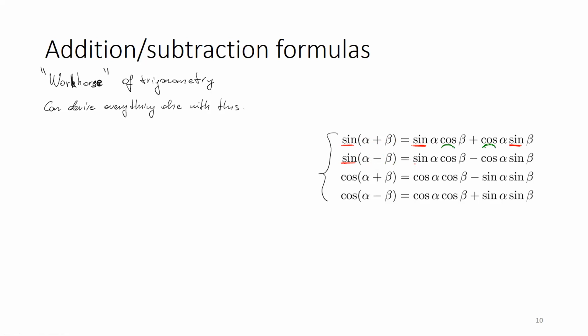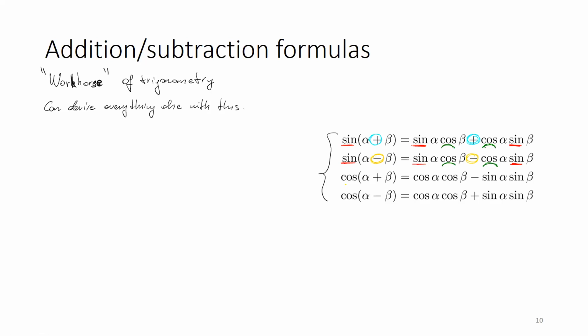And here you see the same structure. So sine, cosine, cosine, sine. And the only difference is in the plus or minus in between the 2 terms. So if you do sine alpha plus beta, then you get a plus here. And if you do sine alpha minus beta, then you get a minus here.